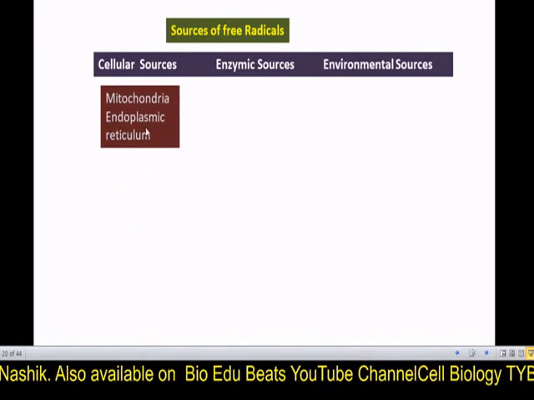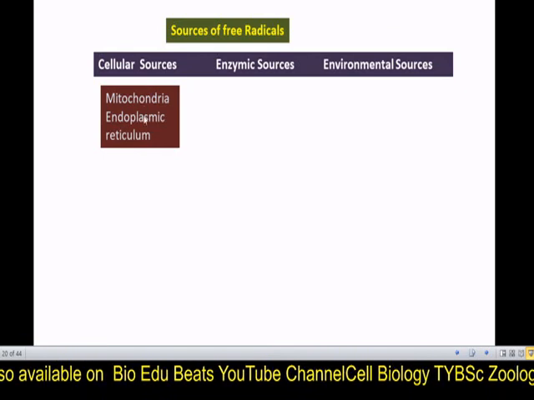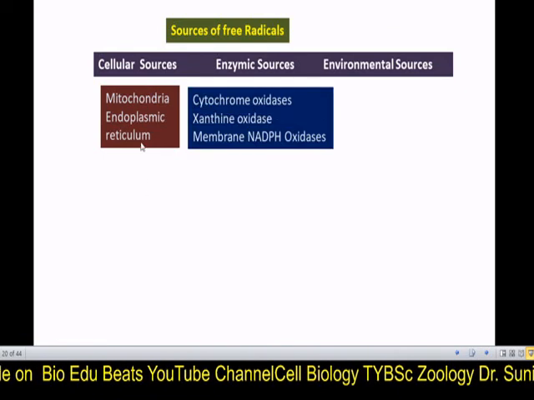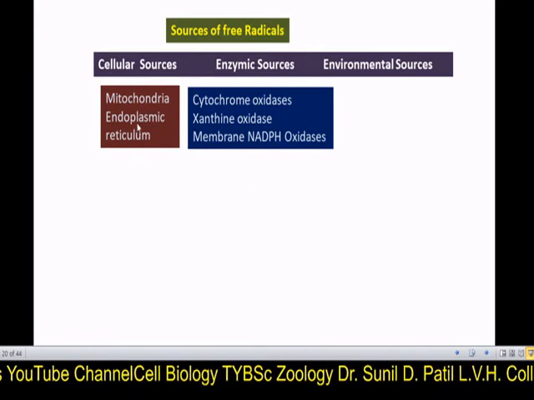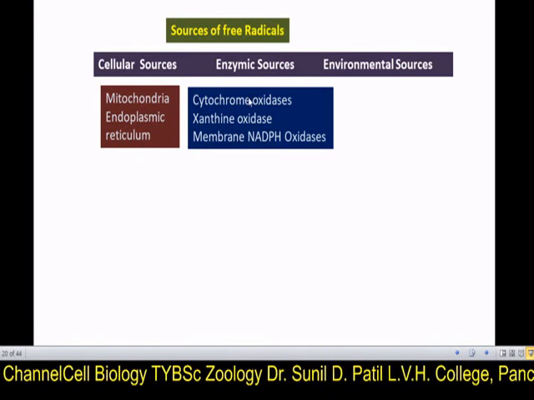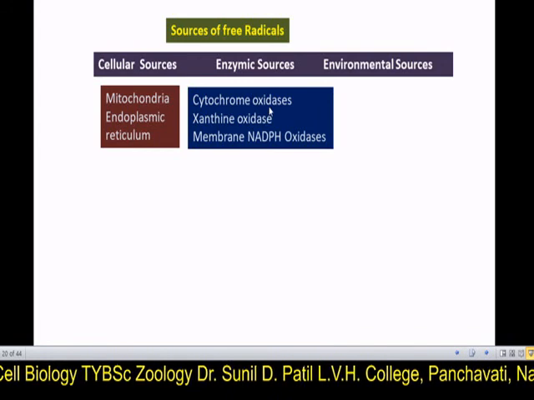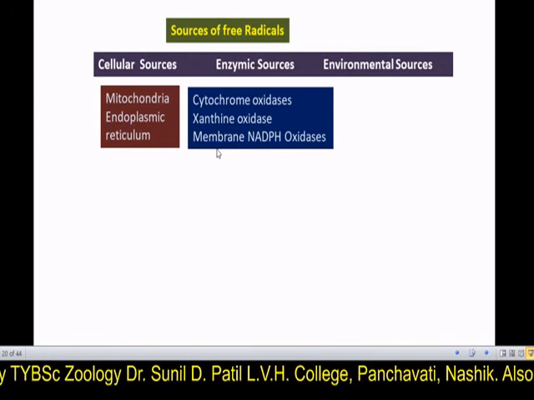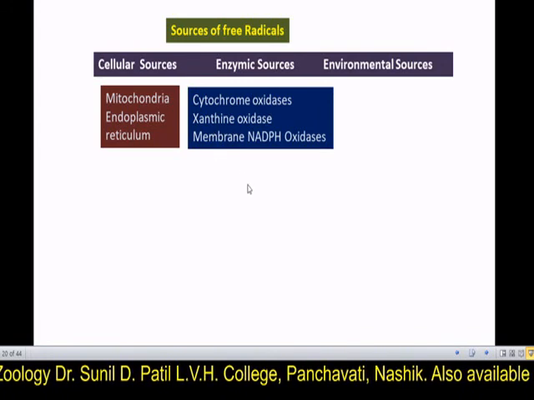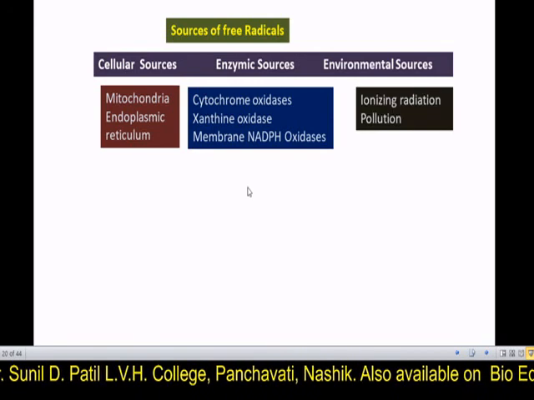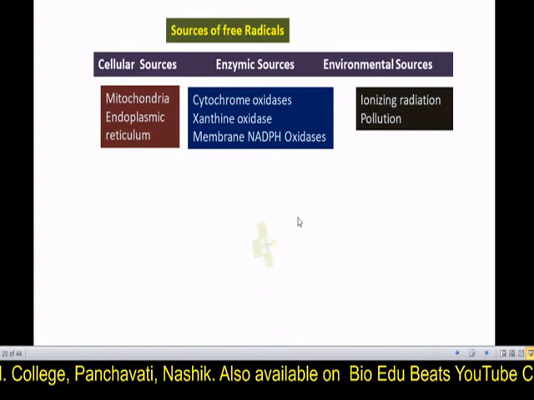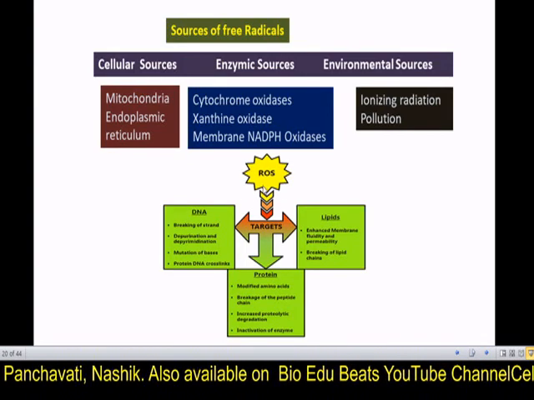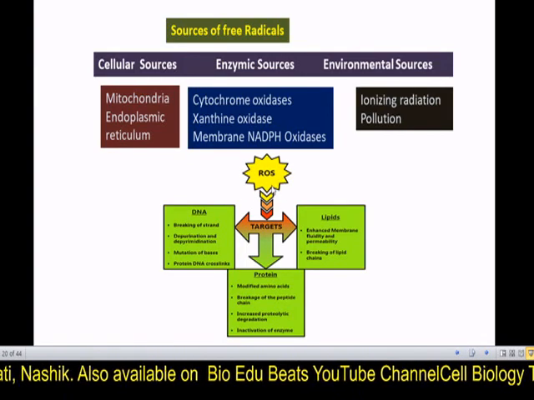So, the study of free radicals. The cellular sources of free radicals are mitochondria and endoplasmic reticulum, where free radicals are produced in protein synthesis and energy production. The enzymatic sources are cytochrome oxidase, xanthine oxidase, and membrane NADPH oxidase. Then environmental sources: ionizing radiation, pollution. Then ROS, you know the meaning of ROS now.